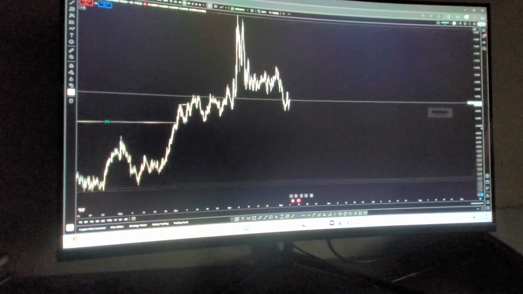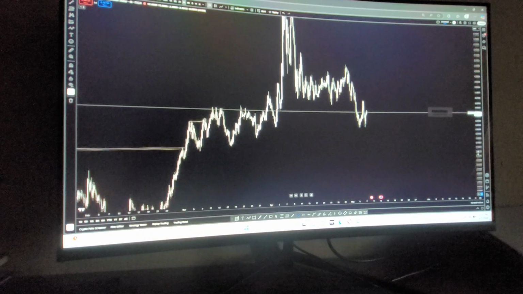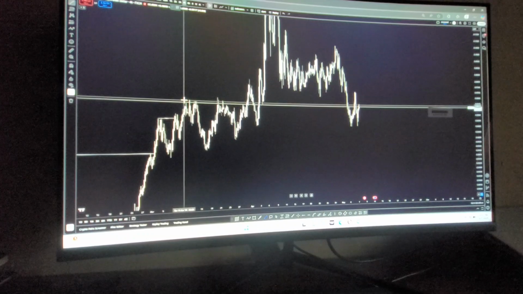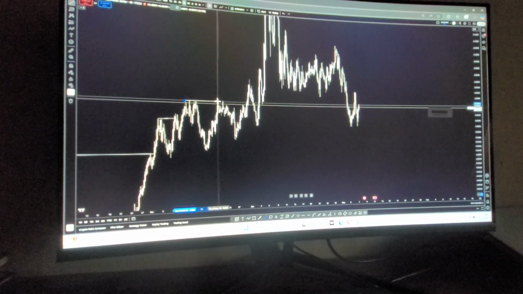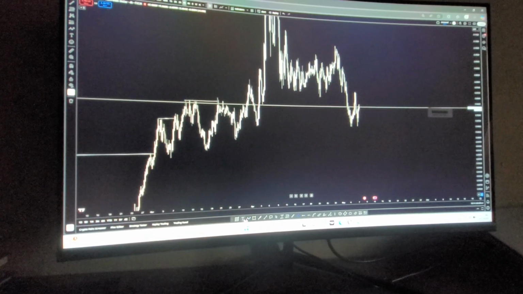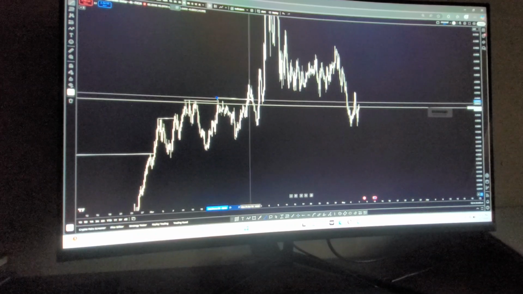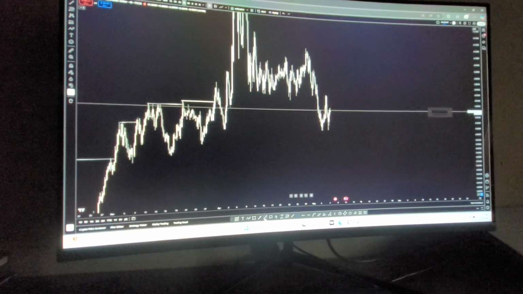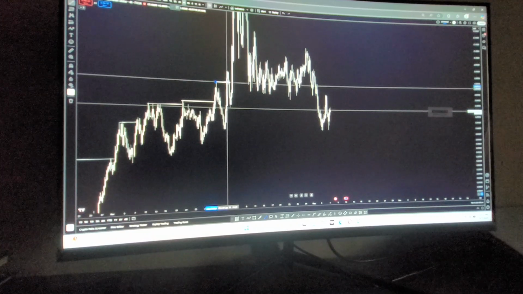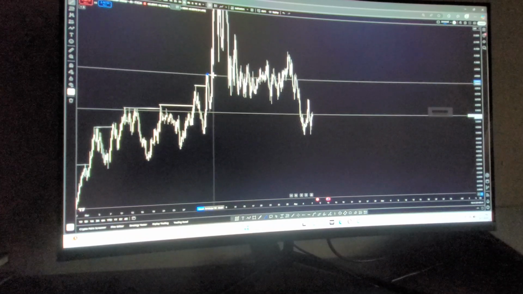I hope you guys are seeing it. Let me zoom in a little bit. There is another break of structure right here, and another one right here, and another break of structure right here, which clearly means that we are in an uptrend. You can see as price is breaking structure to the upside, all those breaks of structure.